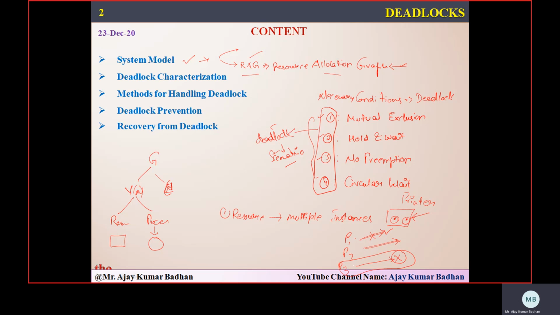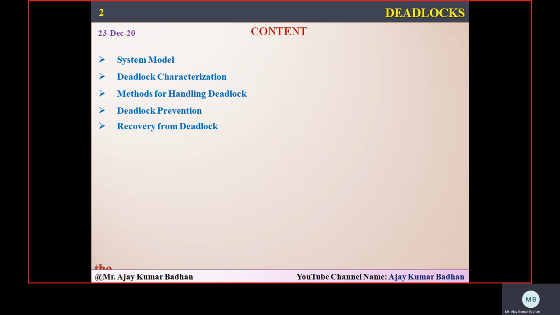Okay. So in this session, characterization we have discussed. Today's session will try to cover these three topics. What are the methods we have for handling deadlock? Then we are going to discuss how we can prevent deadlock from occurring. And then we have something called recovery.